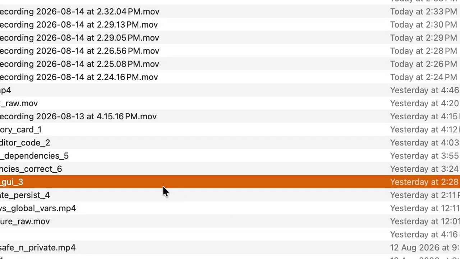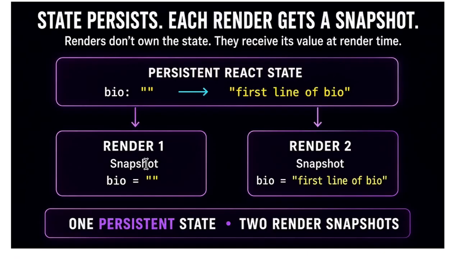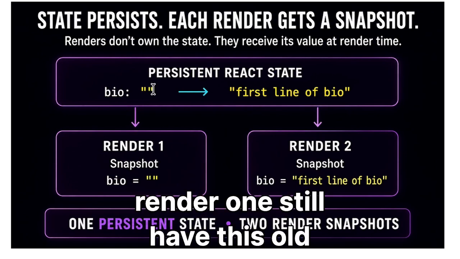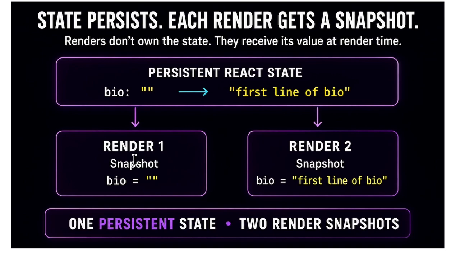If we look at the diagram of such a structure, the render one, which is the initial render, React will create a closure like this. And if the user types in something, it will create another render because the bio has changed, and another render will happen after that. Each one of them will have a snapshot of the state variable at the time of creation, and they don't change just because the state changes. So render one still has the old state and it's not changed.